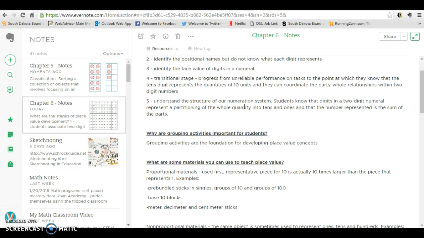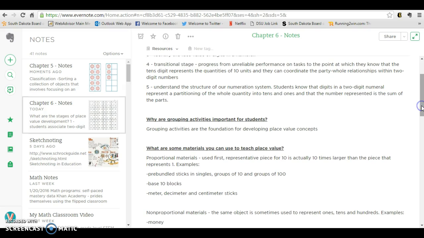They know that digits in a two-digit numeral represent our partition of the whole quantity into tens and ones, and that the number represented is the sum of the parts. Why are grouping activities important? Grouping activities are the foundation for developing place value concepts.